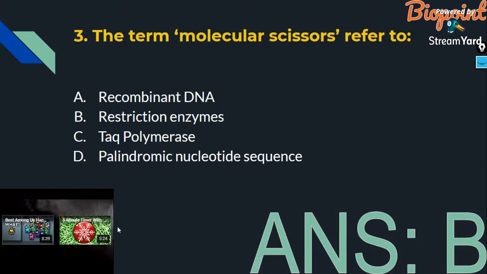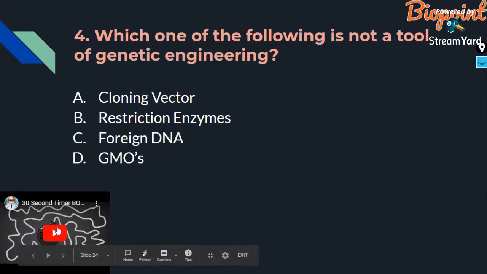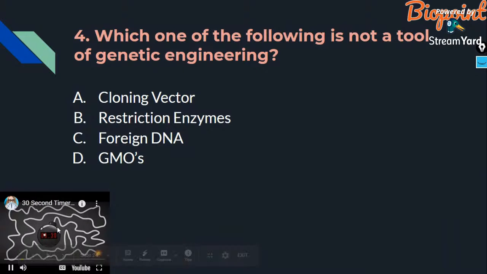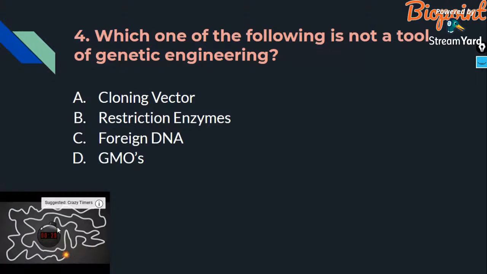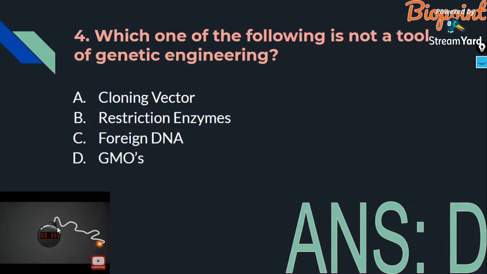Moving on to the next question. Question number 4 on your screens. Which one of the following is not a tool of genetic engineering? Cloning vector, restriction enzymes, foreign DNA, GMOs. Very fast answer for the question. Absolutely. The correct answer for the question is option number D, GMOs.